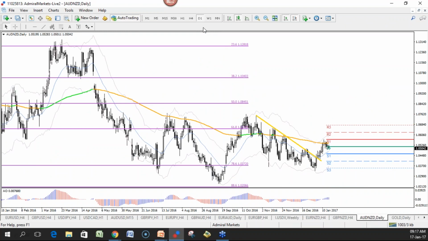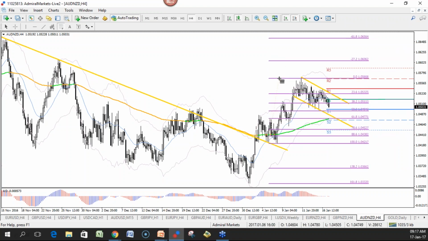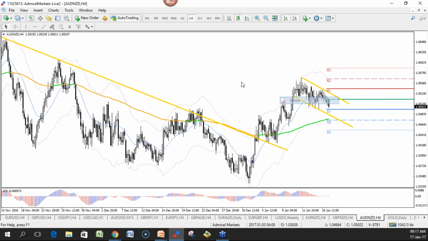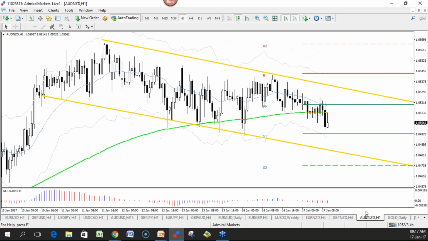And last but not least, the aussie New Zealand, looking at basically a small little bull flag here, but price is really challenging that flag pattern strongly. If it did break, it would be interesting for upside, but at this moment, it's moving lower within this channel. Very choppy though.